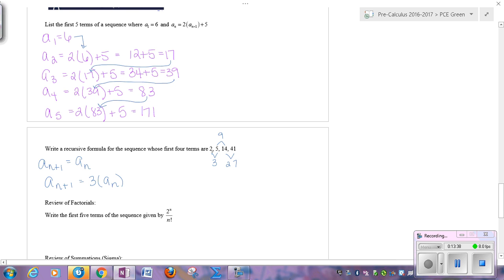So if I take 2 and multiply it by 3, I get 6. And if I take 5 and multiply by 3, I get 15. And if I do 14 times 3, I get 42, sorry, I multiplied that wrong. And then I have to subtract 1. So every term before it, if I multiply it by 3 and then subtract 1, I come up with the next term. So that was the pattern for that one. Sometimes looking at the common difference can help figure out what the pattern is.